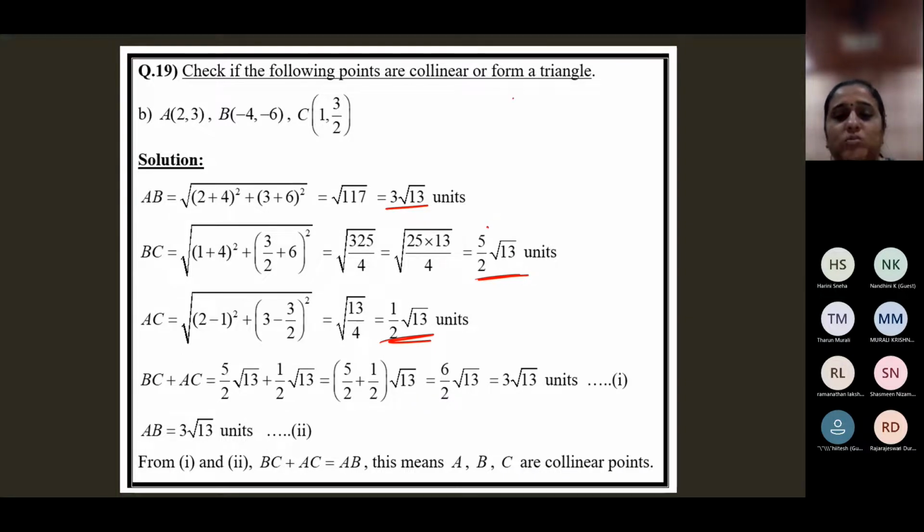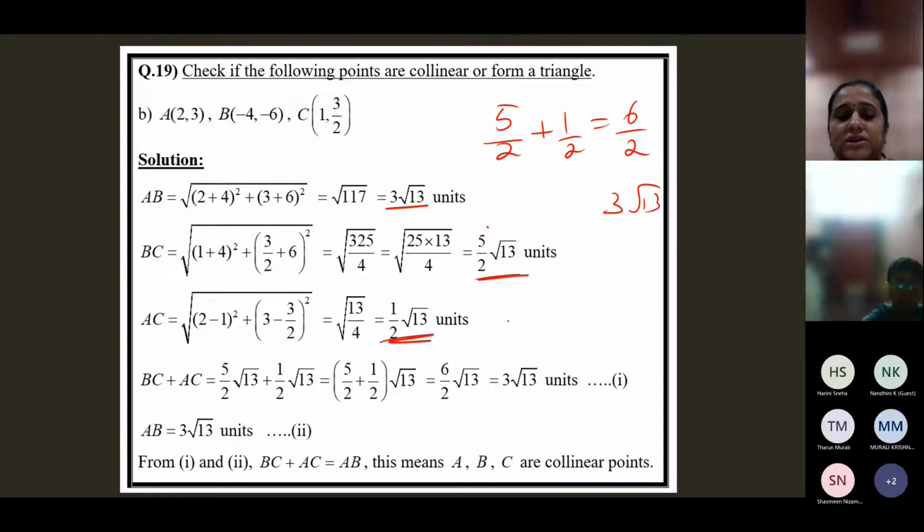So 5 by 2 plus 1 by 2. What is 5 by 2 plus 1 by 2? It's 6 by 2, which is 3. So 3 root 13. So when you add BC and AC, you get AB. Since BC plus AC is equal to AB, the 3 points are collinear. They don't form a triangle.